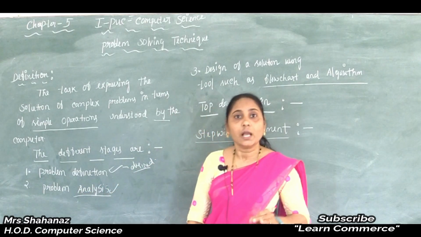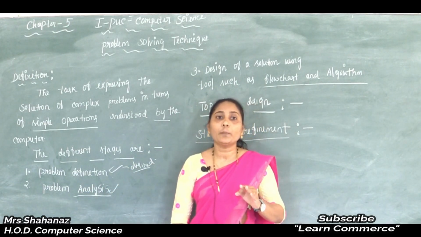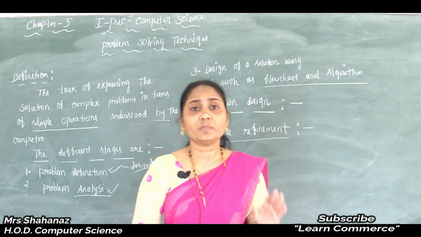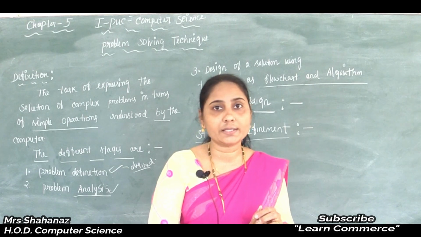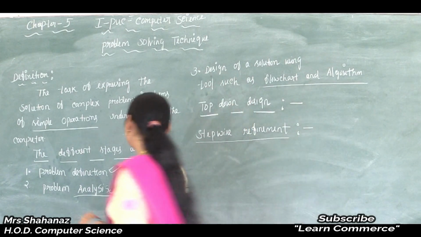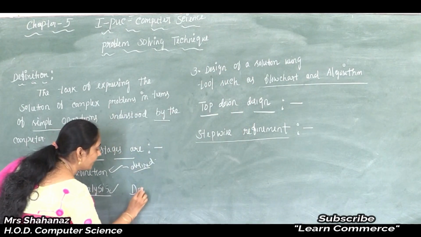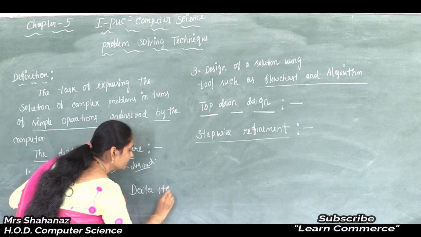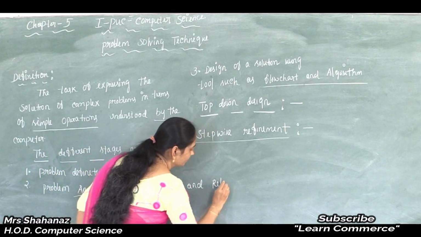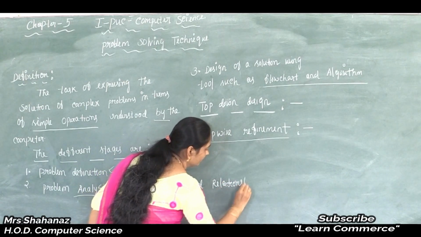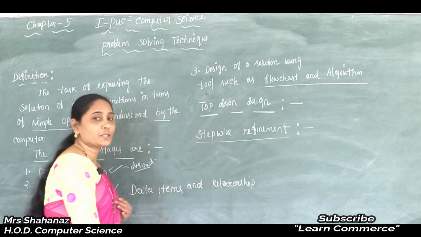It must be understood or analyzed before going to solve any problems here. Okay, so the problem analysis determines the data items and the relationship. So clear this point here?